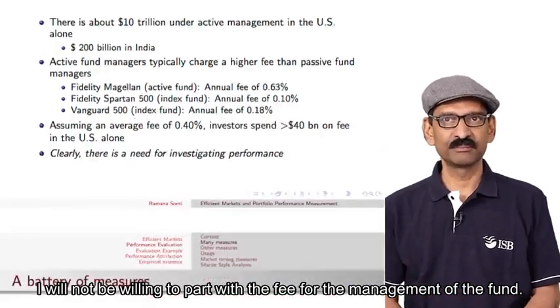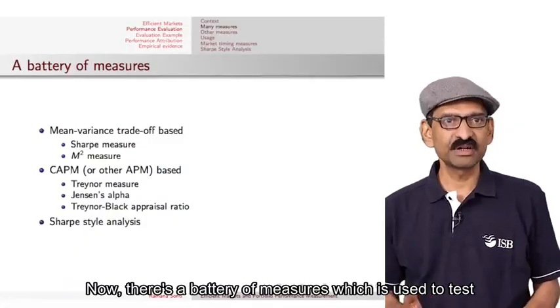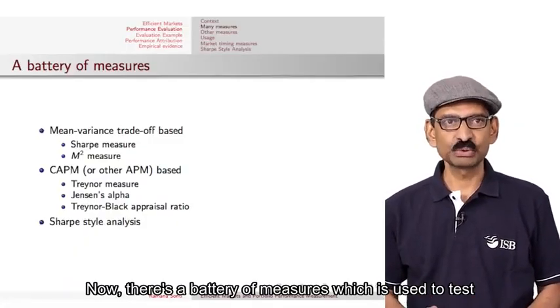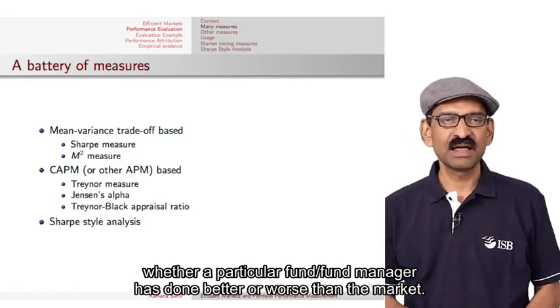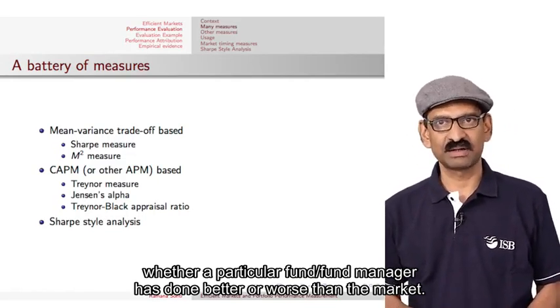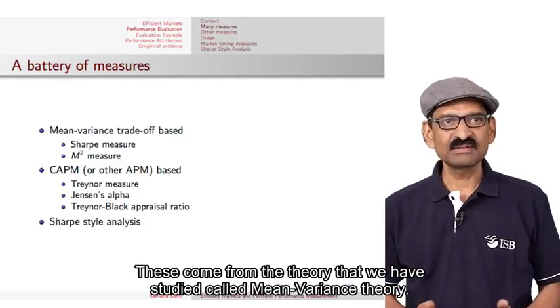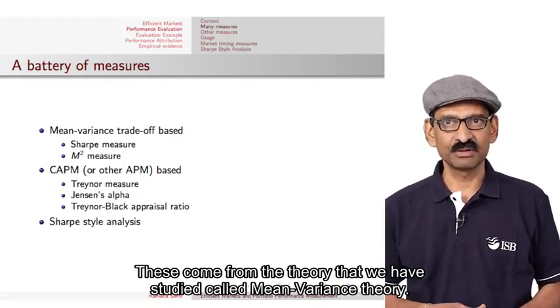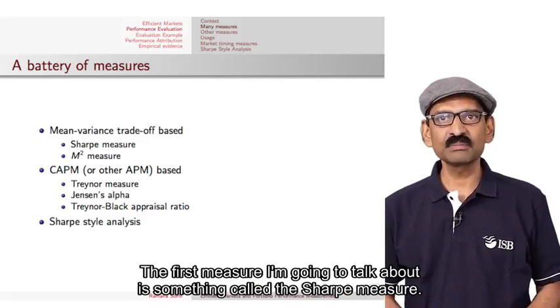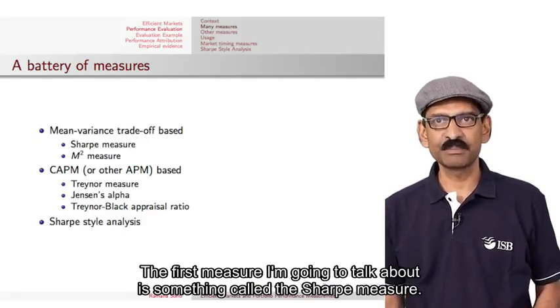Now, there is a battery of measures which is used to test whether a particular fund or fund manager has done better or worse than the market, right? These come from the theory that we have studied called mean variance theory. So, the first measure I am going to talk about is something called the Sharpe measure.